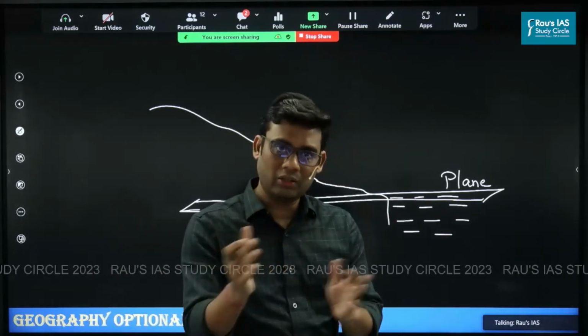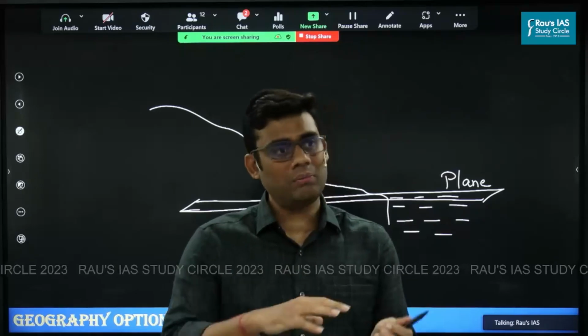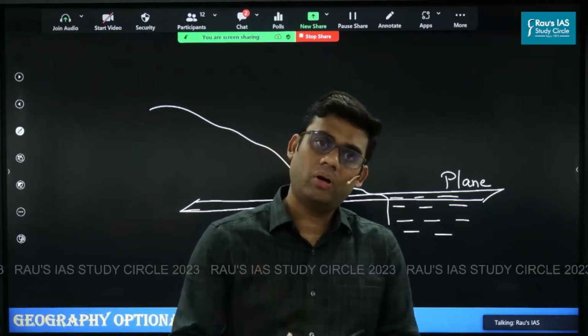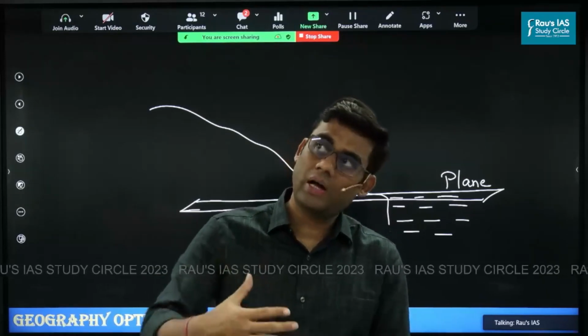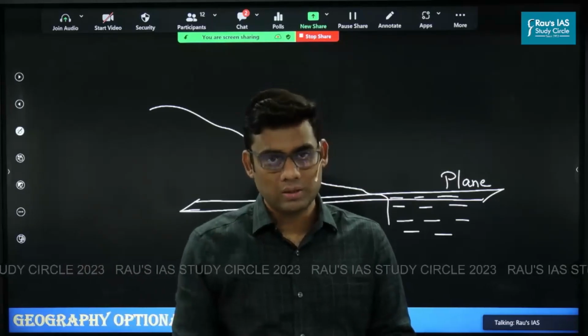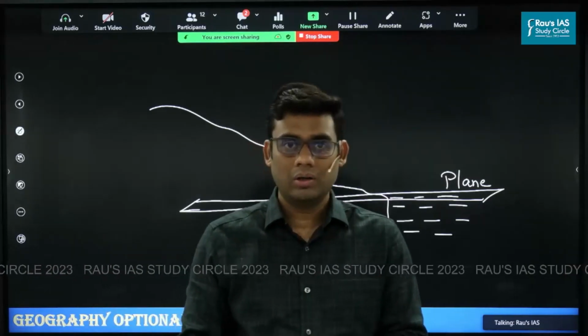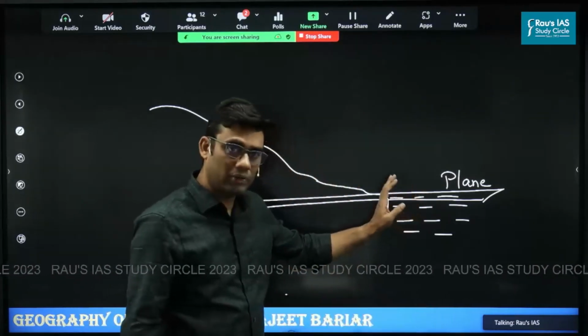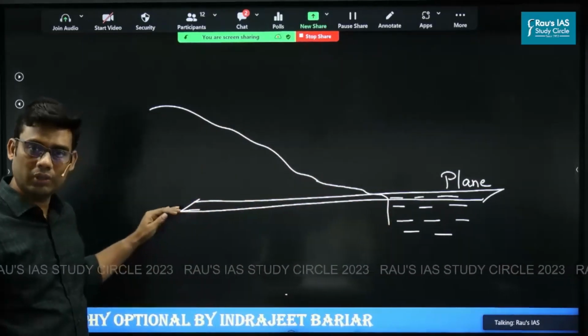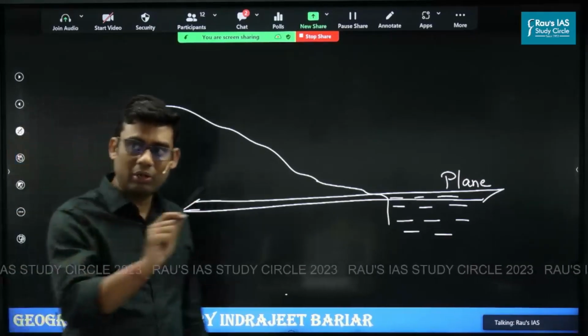the rivers which are near the coast, for them, this base level can work. But for the rivers which are far inland, very far away from the sea, for them, this base level, which is so far away from the sea, is not going to work.